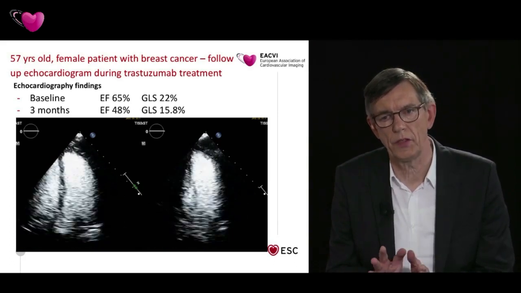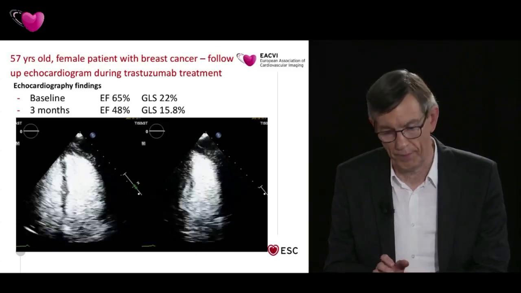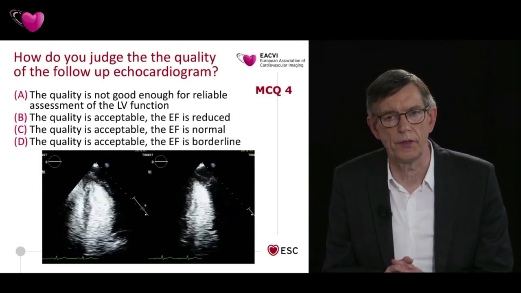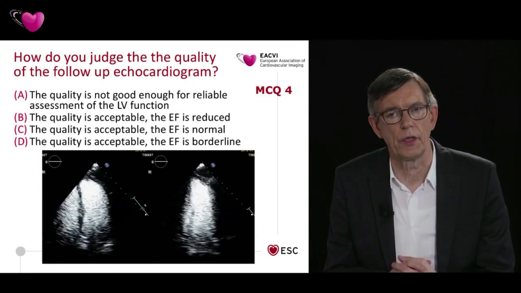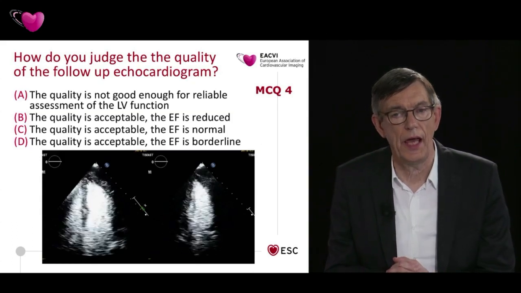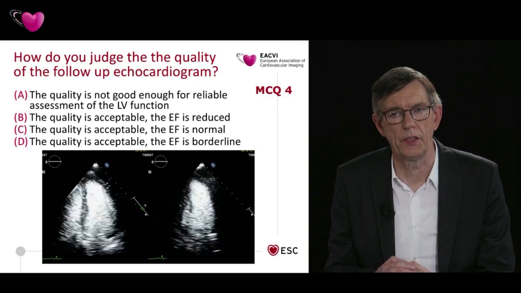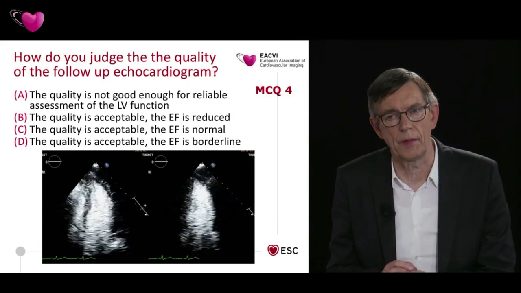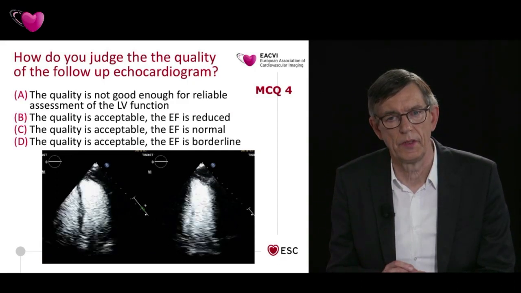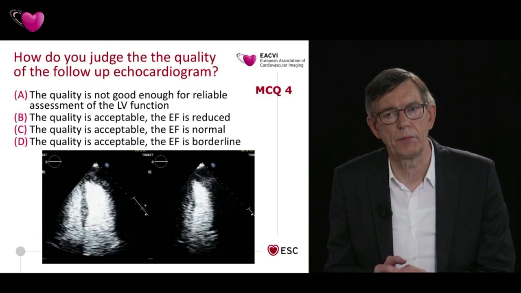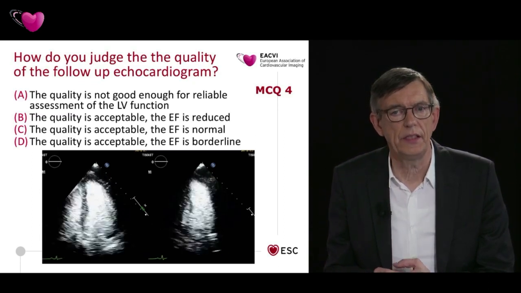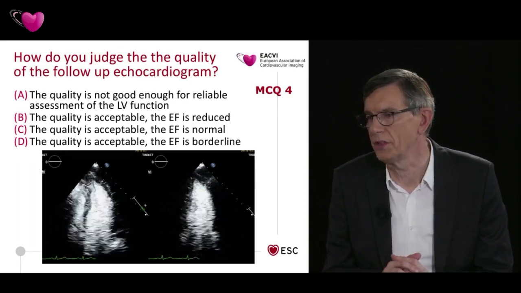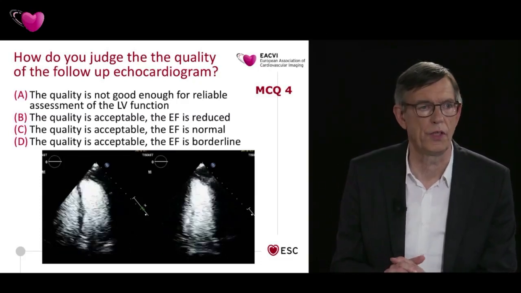Let's look at the images, because now I will ask you again for your advice. You still see the 4-chamber and the 2-chamber view with contrast. How would you judge the quality of the follow-up echocardiogram? A, you are not happy, the quality is not good enough for reliable assessment of the LV function. B, the quality is acceptable, the EF is reduced. C, the quality is acceptable, the EF is normal. And D, the quality is acceptable, the EF is borderline. You now have time to vote and also to look at the 4- and 2-chamber views.